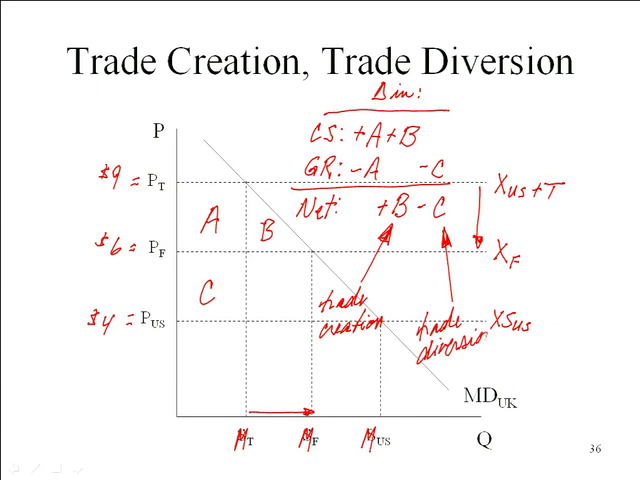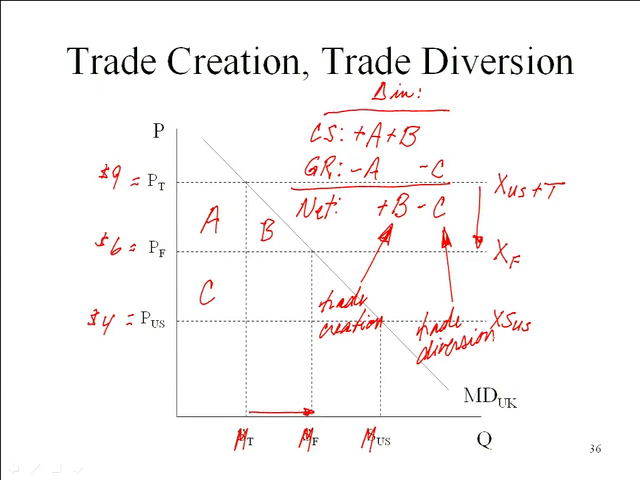So we've increased the total volume of trade, but we're also shifting where the trade comes from. In this case, away from the United States and to France. So from England's perspective, we have both trade creation and trade diversion. Whether or not England is better off under this arrangement depends upon whether the trade creation is greater than or less than the trade diversion. Notice, I've lost all my tariff revenue.